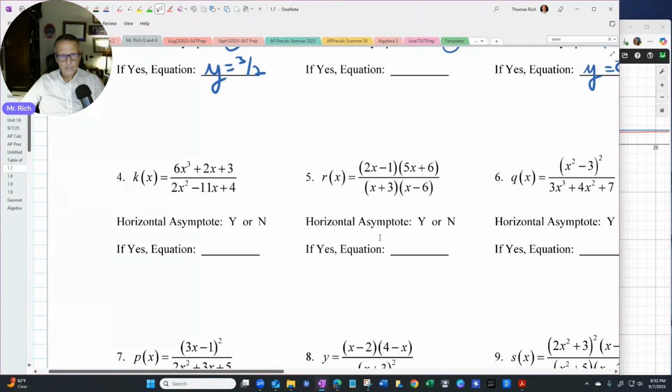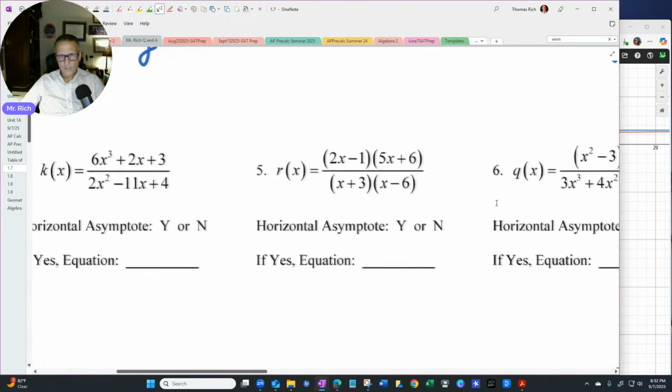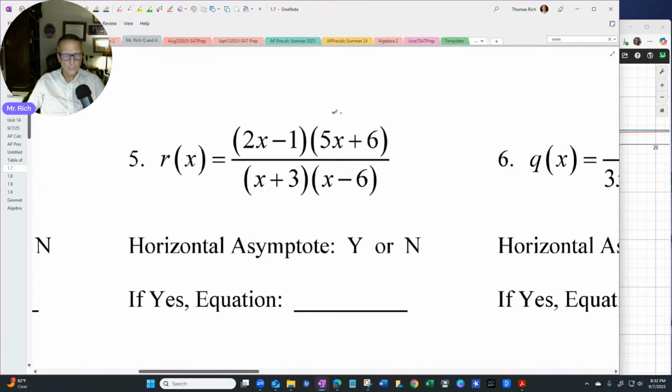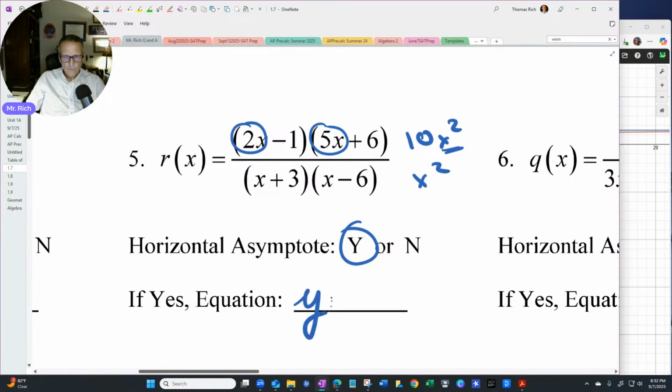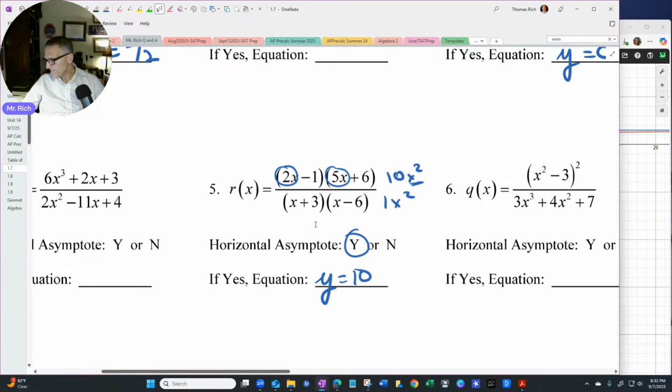Okay. Now, could it get a little trickier? Yeah, maybe. If they're written in factored form like this, you just have to stop and see what that leading term is going to be if you were to totally multiply out all of the factors. Here on the top, I would have a 10x squared as my highest term. Down here, I would have an x squared. So we do have a horizontal asymptote because I've got the same degree 2 on the top and bottom, and therefore the ratio of those two coefficients in front is a 10 over 1, y equals 10. Okay, so that is where that horizontal asymptote is going to be.